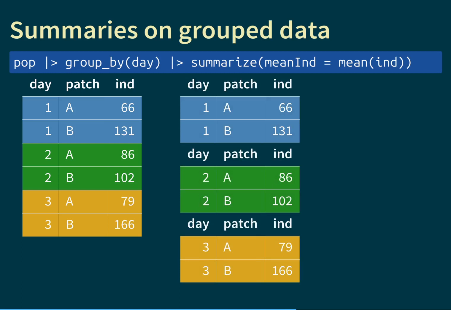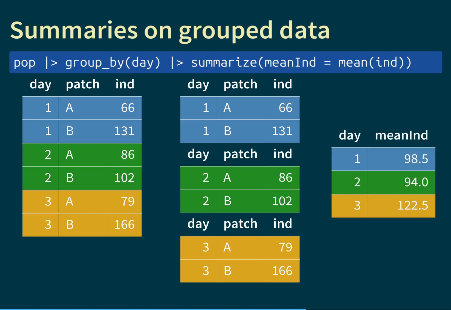So in other words, for the blue group, we're going to be averaging 66 and 131. In the green group, we're going to be averaging 86 and 102. And finally, in the yellow group, we're going to be averaging 79 and 166. And if we do that, we get the result where we have day as our first column, not patch, because those we've averaged over, so that is gone.